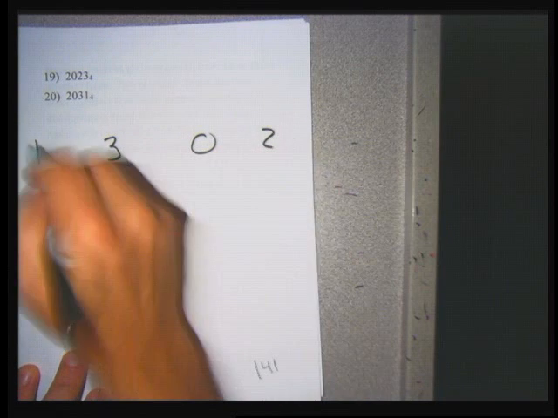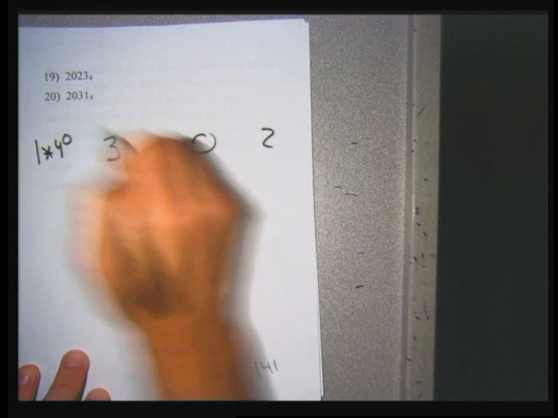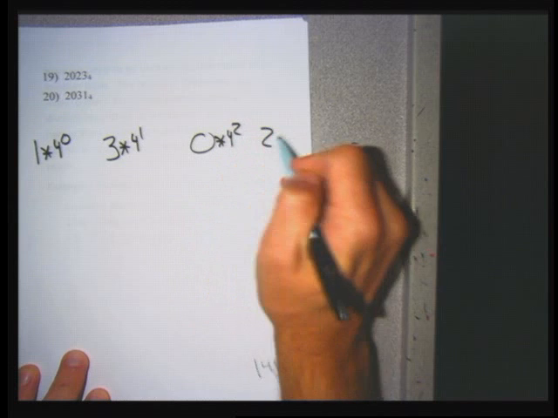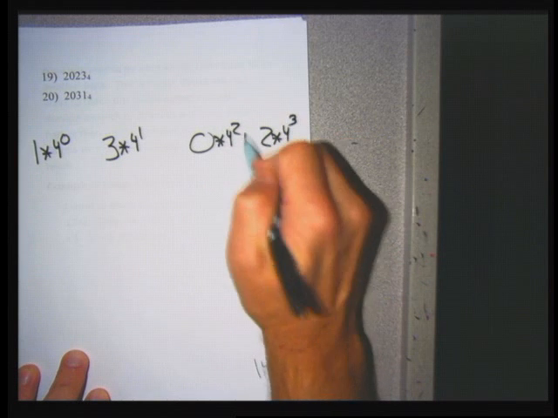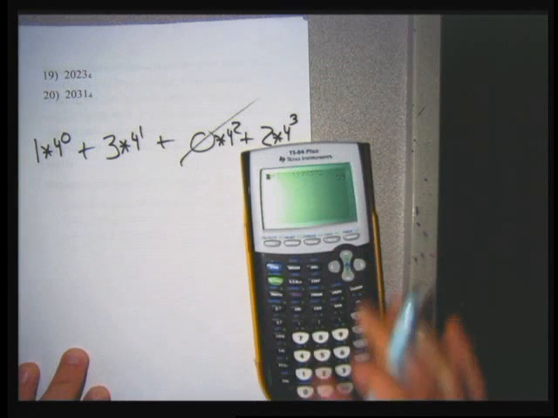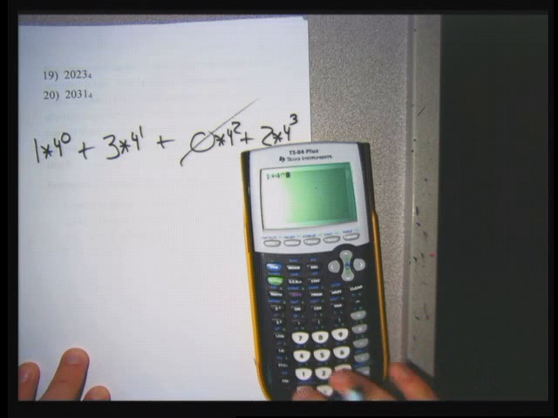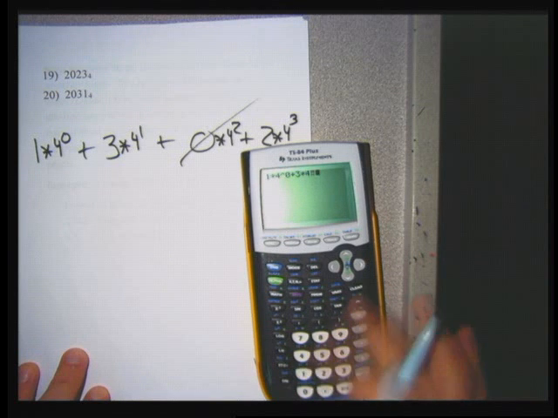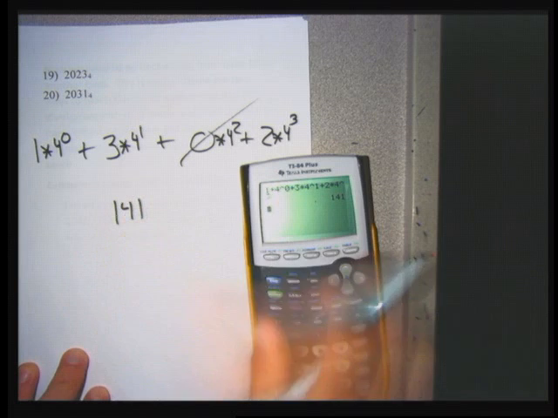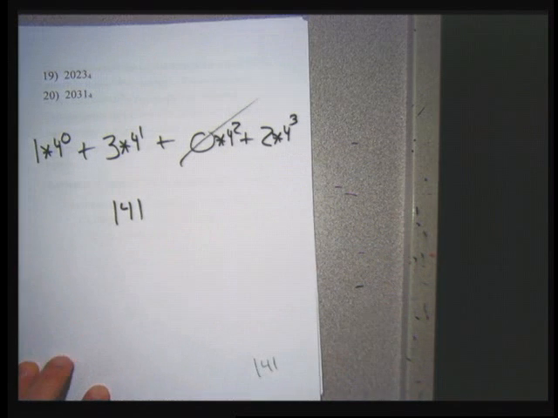So, last backwards one. I write 1, 3, 0, and 2, and then times 4 to the 0, times 4 to the 1, times 4 squared, times 4 cubed, plus, plus, plus. Don't do that one. 1 times 4 up arrow 0 plus 3 times 4 up arrow 1 plus 2 times 4 up arrow 3. I get 141. Perfect.